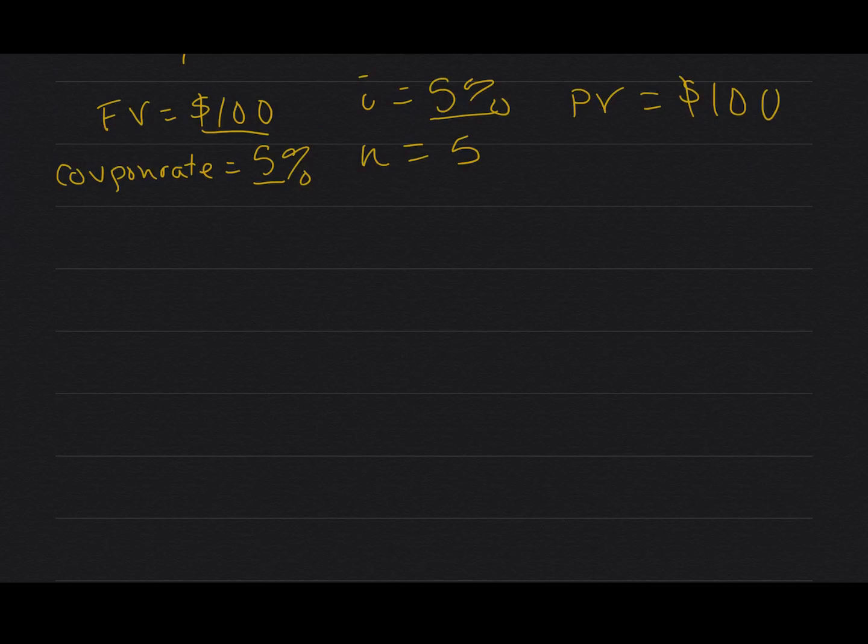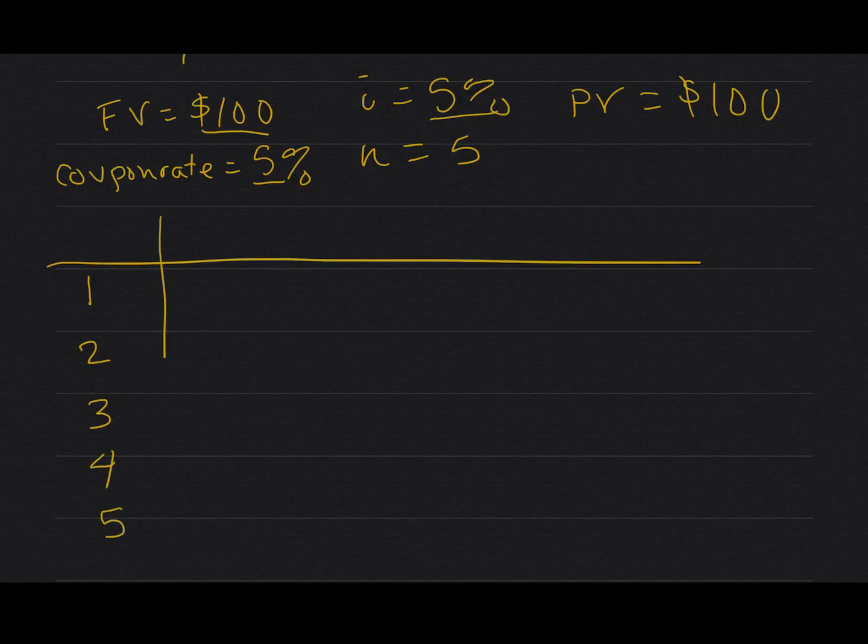An investor that holds this bond is going to receive payments every year for 5 years. So these here are our years, and we can write down the value that each year, or the payment that the investor receives every year.